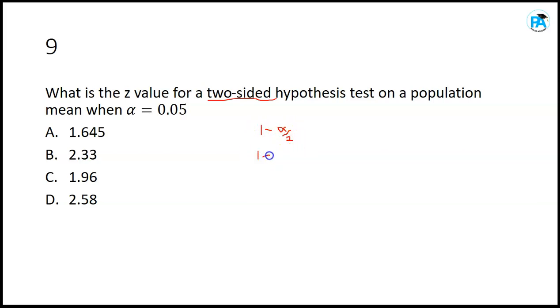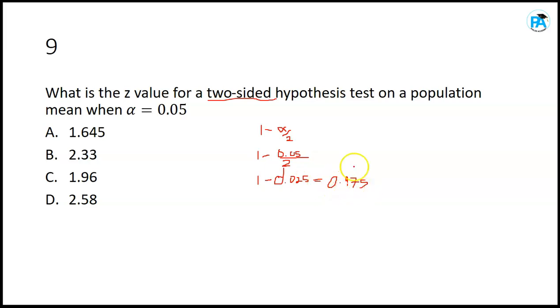So 1 minus, what is your alpha? 0.05, isn't it? 0.05 over 2 gives you what? 0.025. Is that not it? So when you take 1 minus 0.025, it gives you 0.975, or 0.9750.